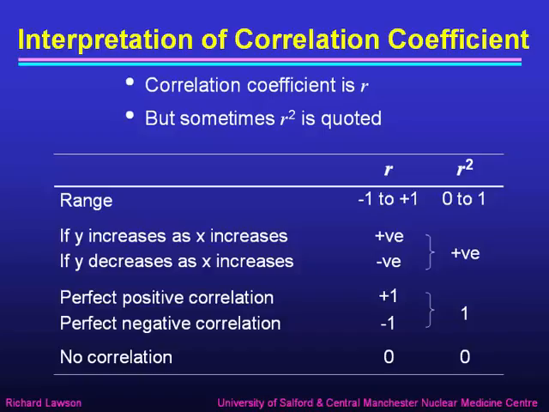So if y increases as x increases, that's a positive correlation, a positive value for r, and if y decreases as x increases, that's a negative correlation, and we have a negative value for r. But in both cases, r squared will be positive, because squaring a negative gives a positive. A perfect positive correlation has an r value of plus 1, and a perfect negative correlation has an r value of minus 1, but in both cases r squared is just 1. But if you have no correlation, then r is 0, and so is r squared.